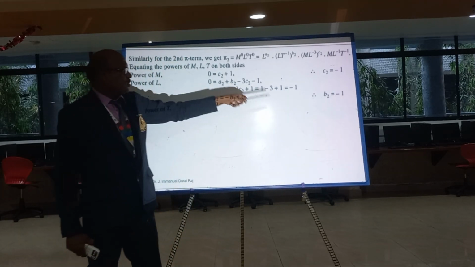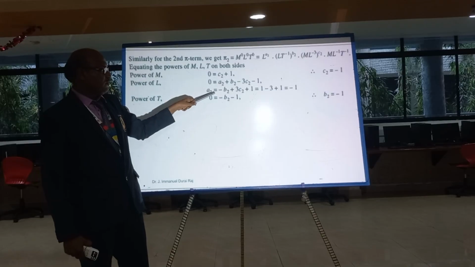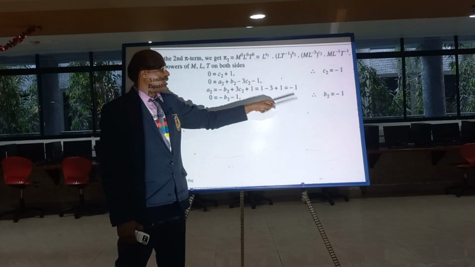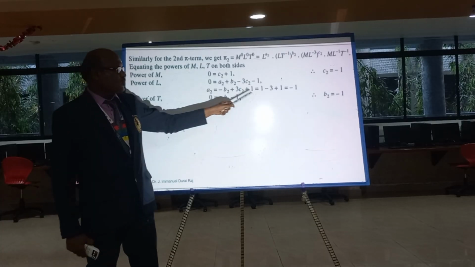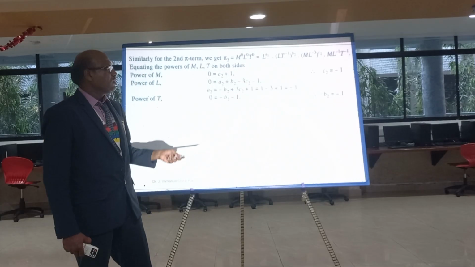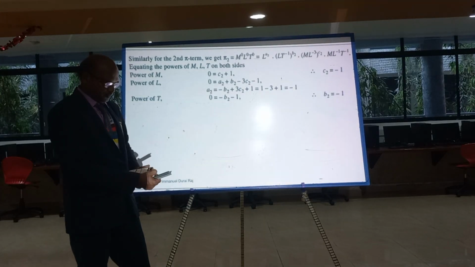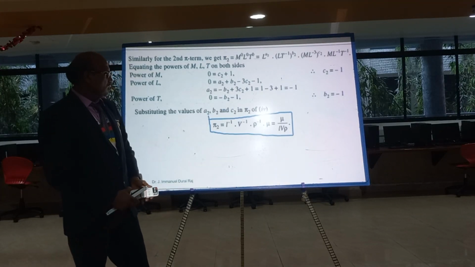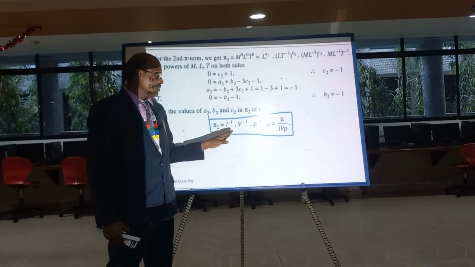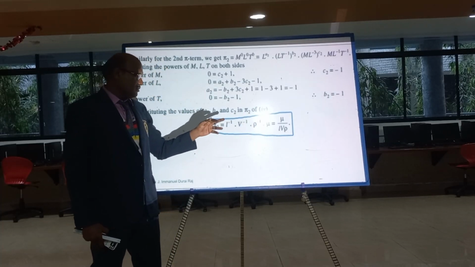So substitute C2 and B2 in equation 2, and I can find out what A2 is also. Here A2 is minus 1, B2 is minus 1, C2 is also minus 1. Now you substitute the values in the equation here. So we know L, V, rho, viscosity.